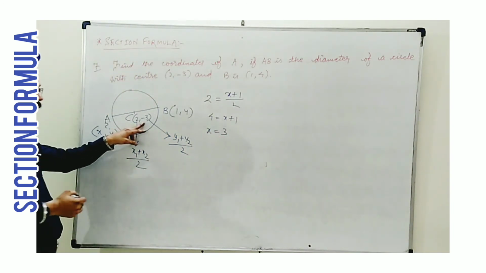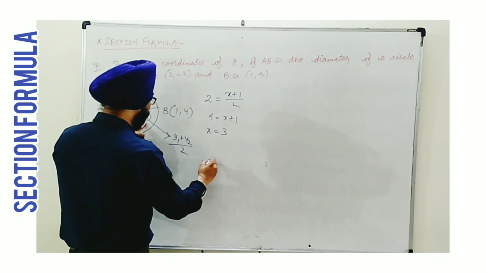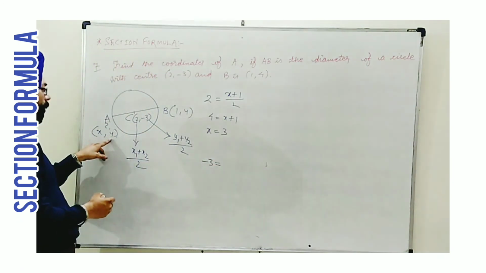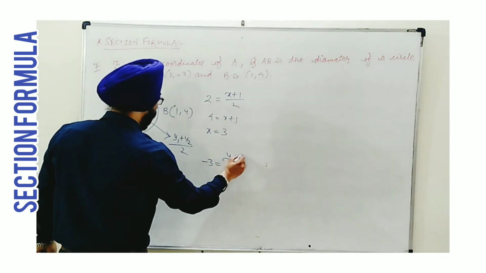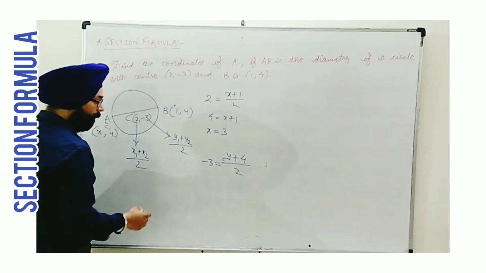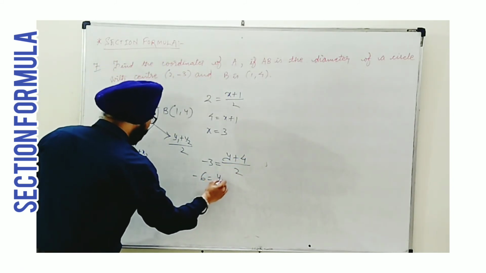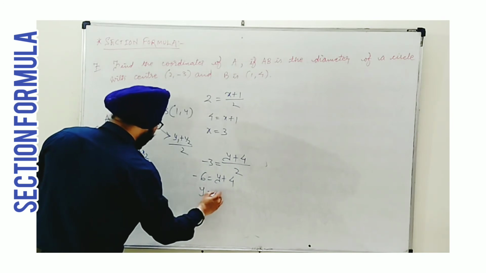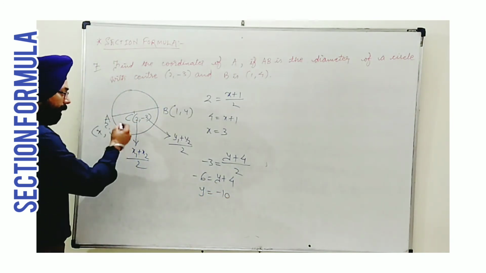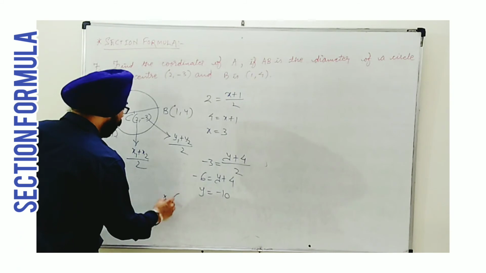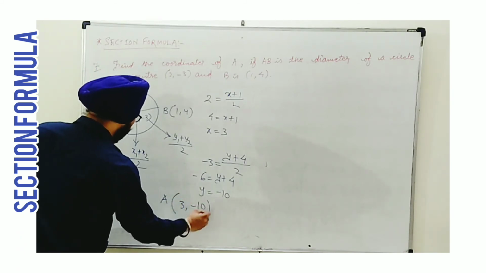Similarly, if I apply the midpoint formula for this, minus 3 must be equal to (y + 4)/2. It comes minus 6 is equal to y plus 4, y is equal to minus 10. So finally, we get A as what coordinates? 3, minus 10.